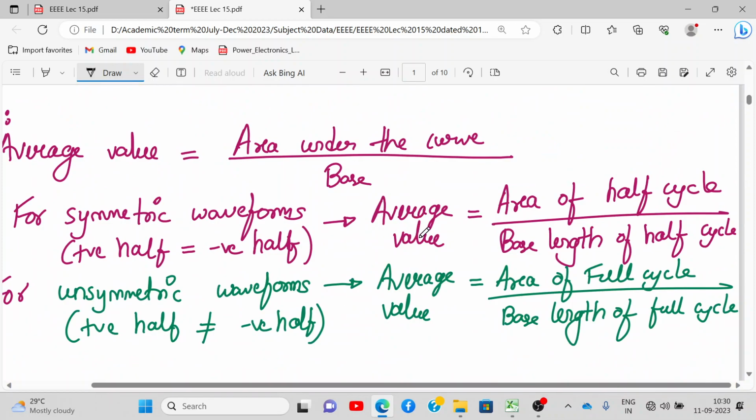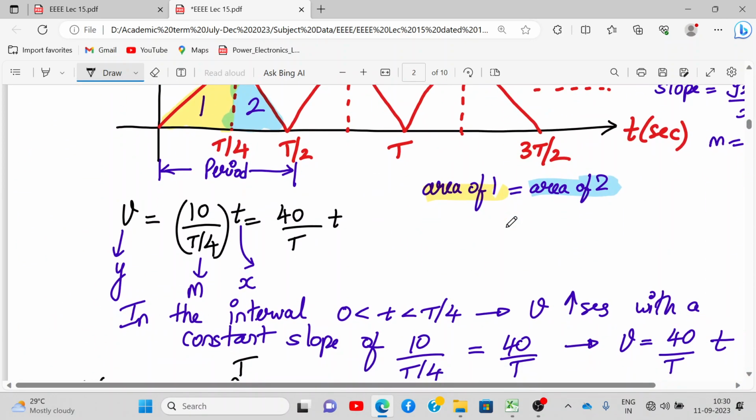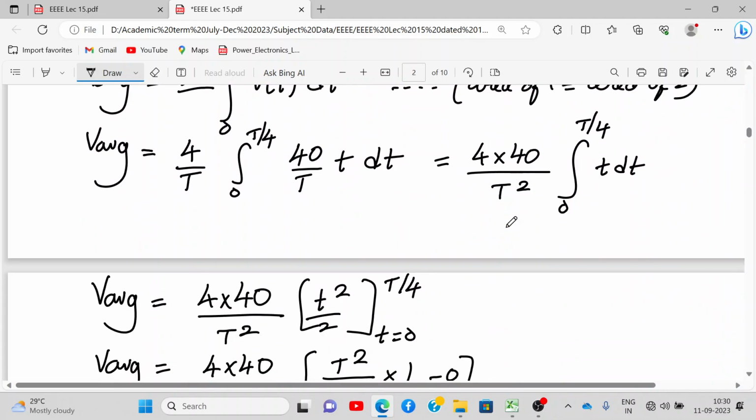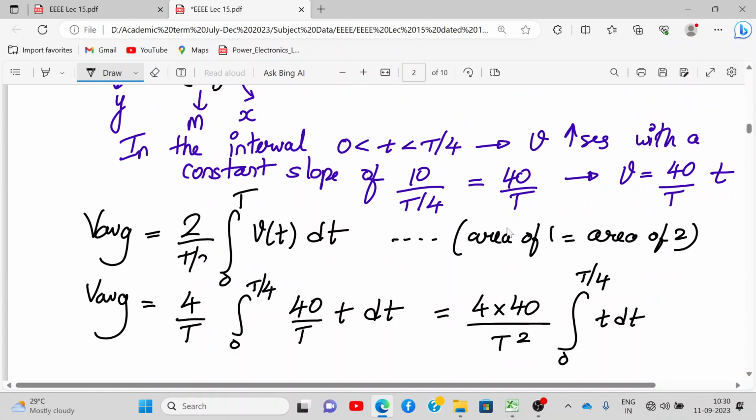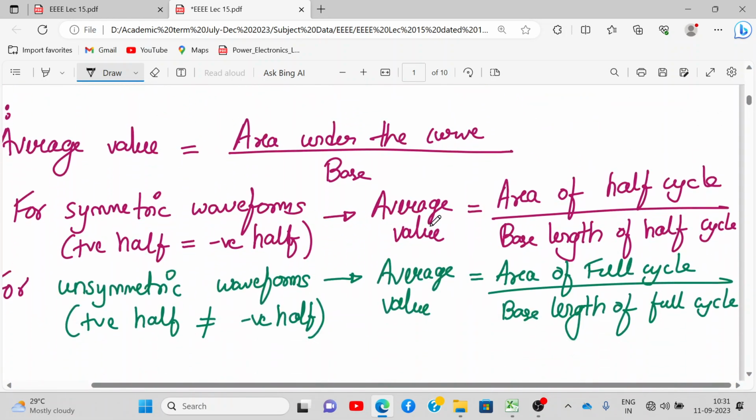For symmetric waveforms, average value is area of the half cycle divided by base length of the half cycle. So what is the half cycle over there? T by 4 is T. We are calculating from 0 to T by 4. Uska half cycle kitna hai? Are you getting it? So that's why it becomes T by 4 by T. Did you get it? Aur ye twice kahan se aaya? Because area of 1 is equal to area of 2. Forget about that. See, it came from this definition. For symmetric waveform, average value is area of half cycle divided by base length of the half cycle.